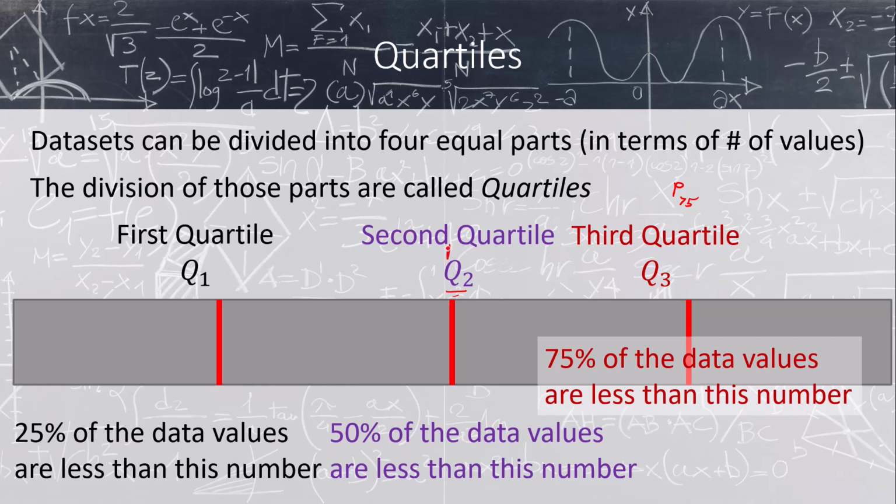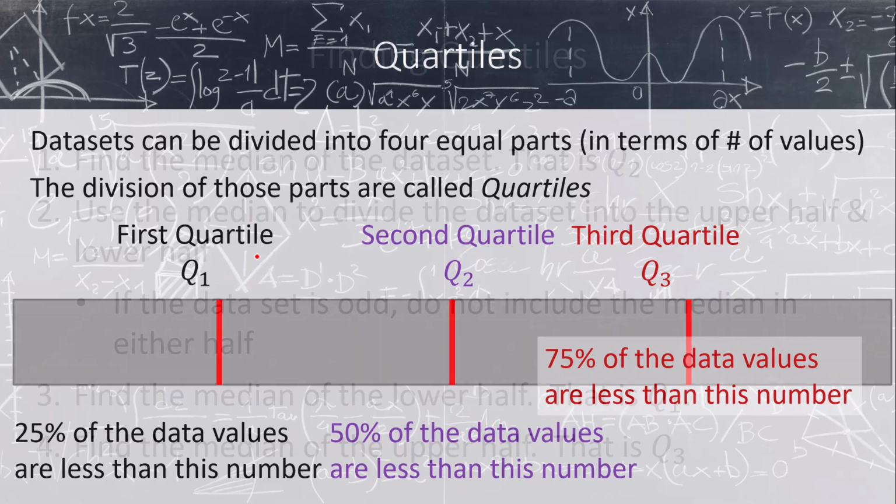This would be P50. This would also be the median, and that is an important thing to note, that the median is equal to Q2. That's supposed to be Q, by the way. So whenever you see Q2, you need to think median. And then finally, since at the first quartile, 25% of the data values are less than this particular number, this is also equal to P25, the 25th percentile.